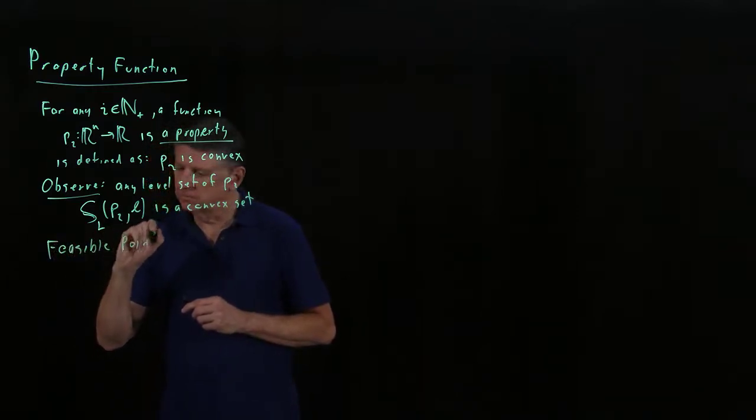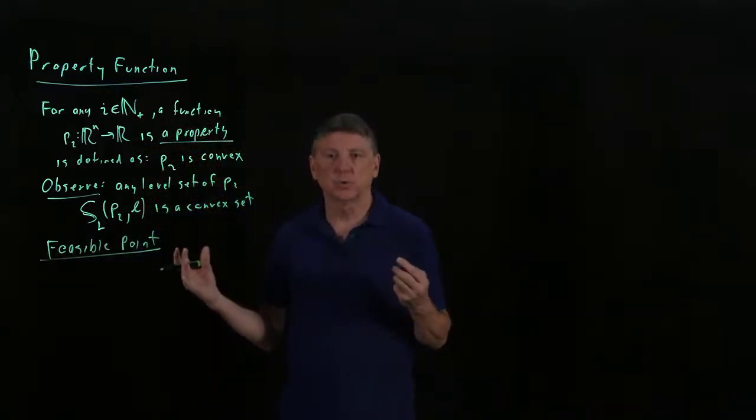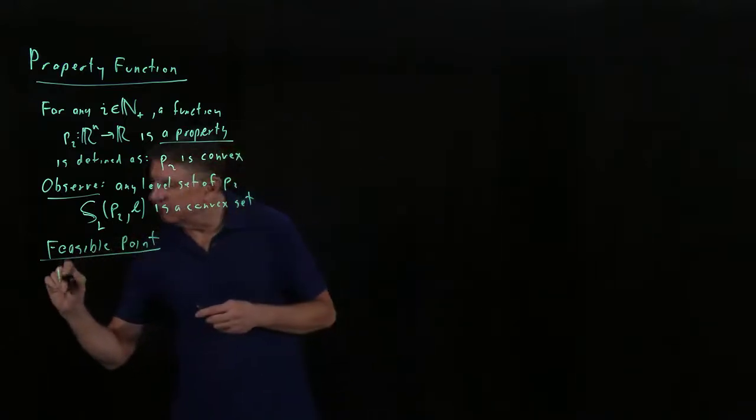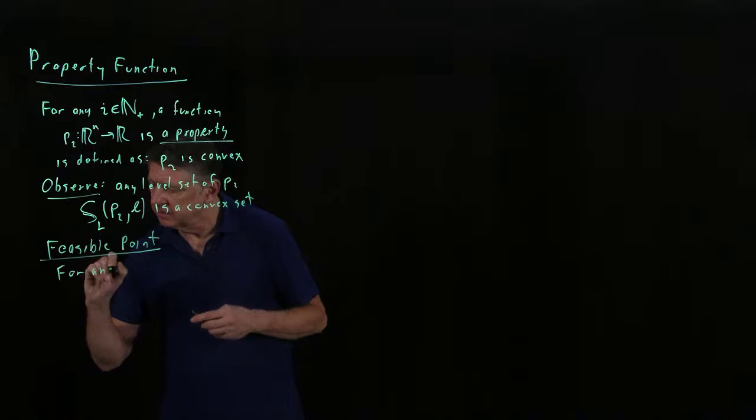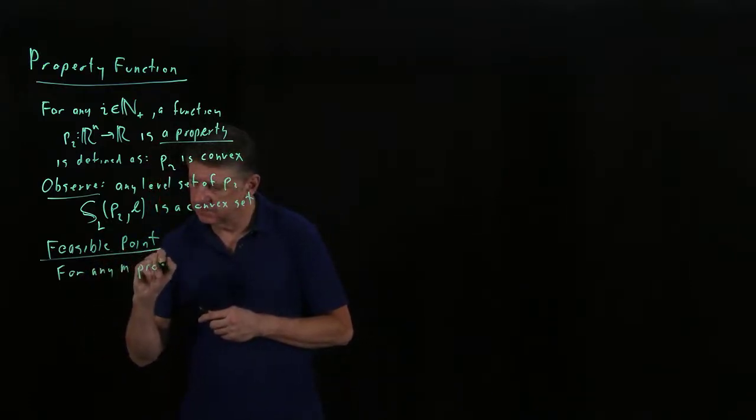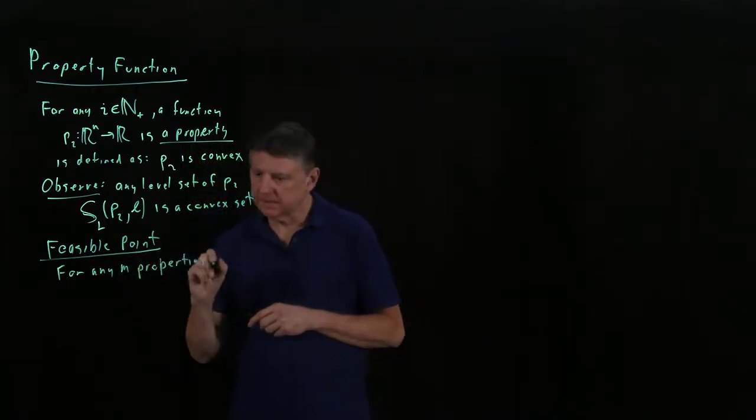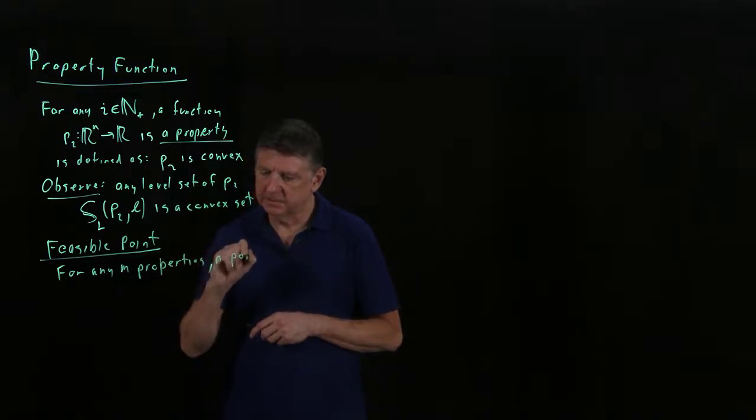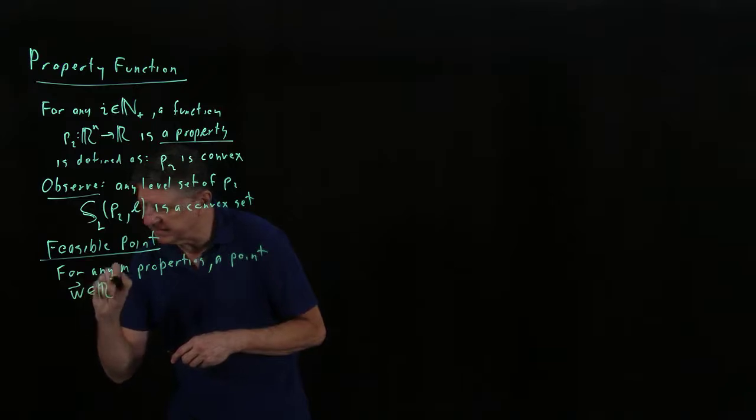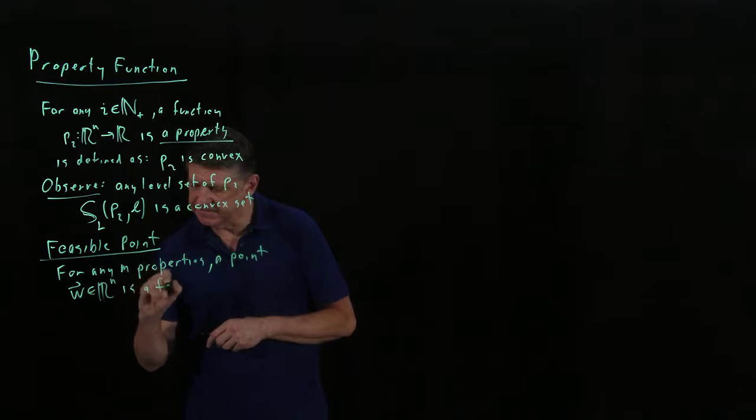So closely allied with this is a feasible point. And we've referred to this earlier in earlier sessions in a colloquial manner. Now what we mean is that if we're given M property functions, so let's just call those properties, okay, a point W, which is a vector that has n entries, is a feasible point.